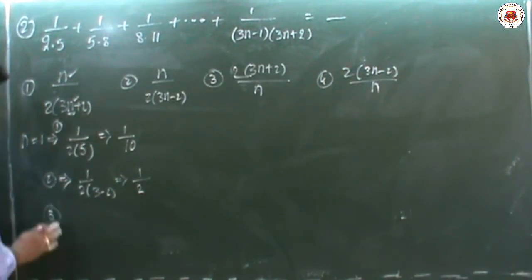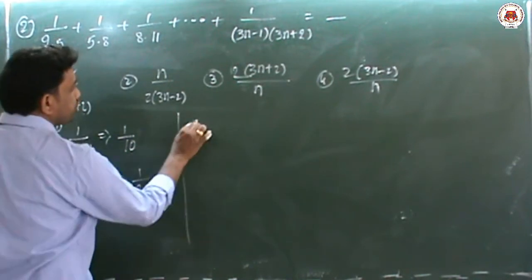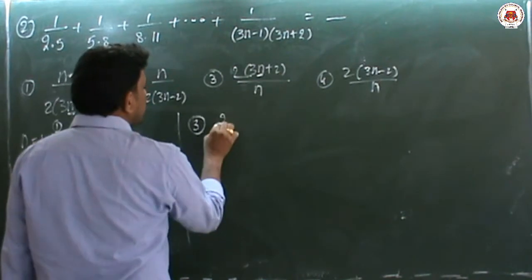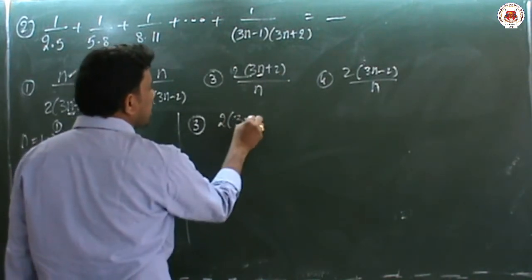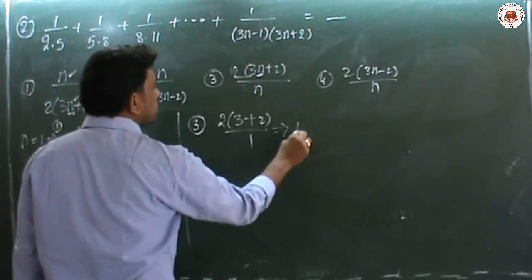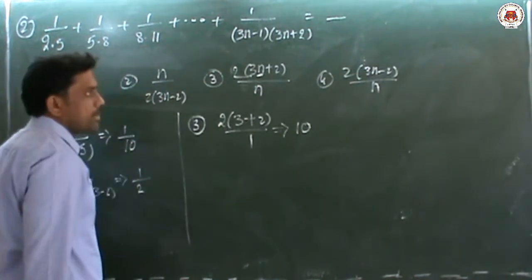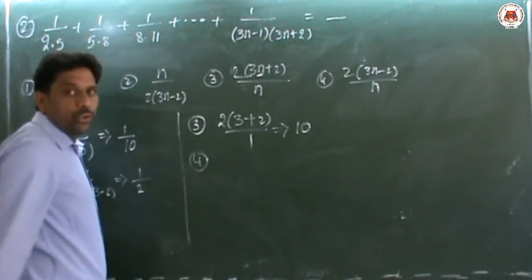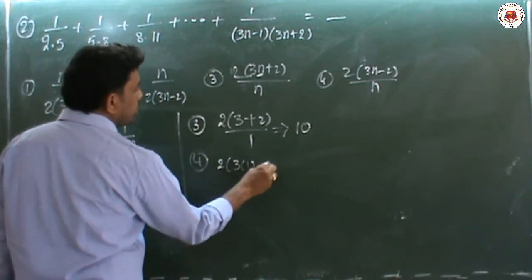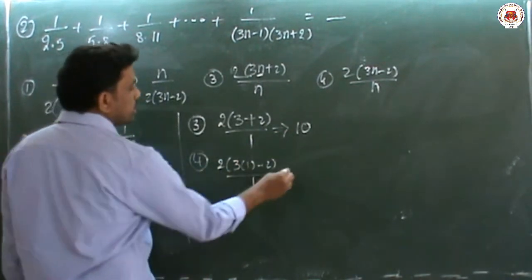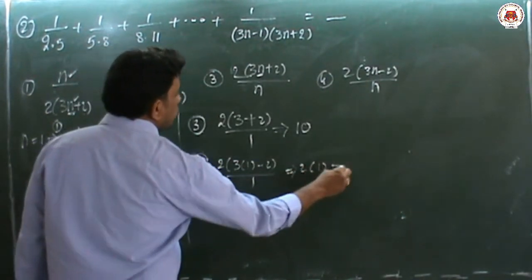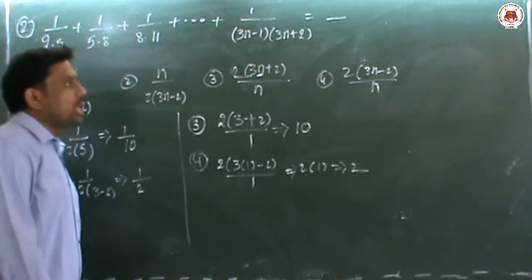In the third option, in the place of n you write down 1, that means here you put 1, then 2 into 3 ones are 3 plus 2 by 1. So 3 plus 2 is 5, 5 2s are 10. We'll go to the fourth option. Fourth option, in the place of n put 1. That means 2 into 3 into 1 minus 2 by 1. So then we can write the value 2 into 3 ones are 3, 3 minus 2 is 1, 2 ones are 2. Now these are the options.